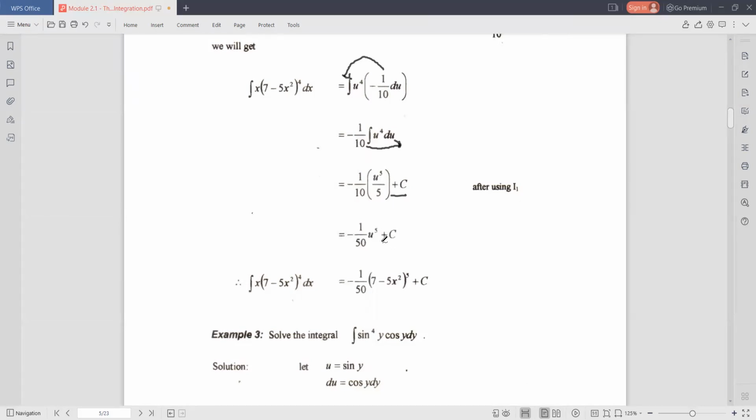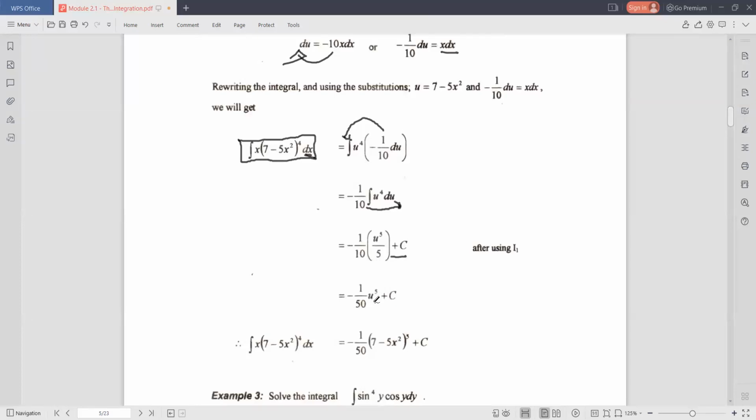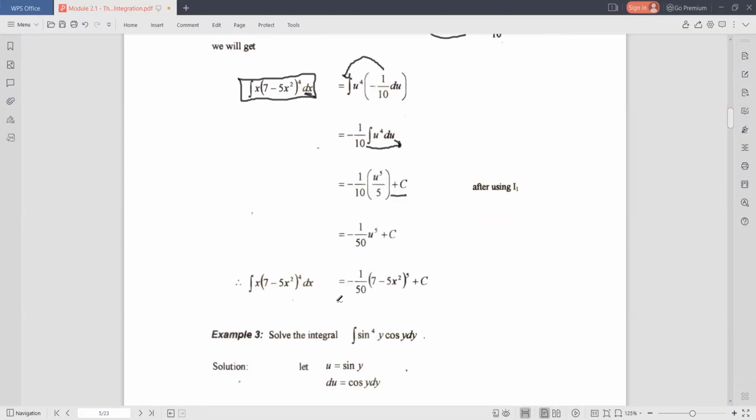And then we substitute again yung value ng u natin. Kasi dapat, kung anong given natin dito, tingnan mo yung variable natin with respect to x. So hindi pwedeng u lang, di ba? X tapos u. So ibabalik natin siya sa kanyang original form. So substitute natin yung u natin, which is 7 minus 5x squared. Yan. So yung general solution mo would be this one. Then that is negative 1 over 50 times 7 minus 5x squared quantity raised to 5 plus c.